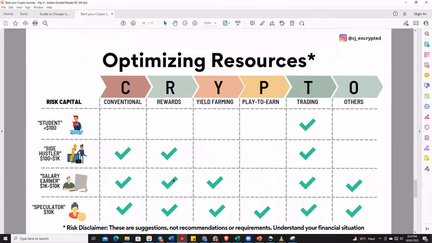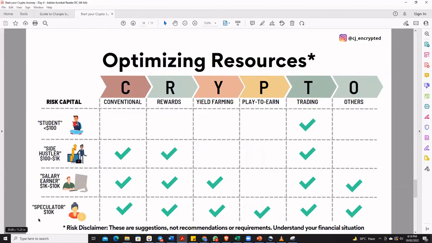Now, for this salary earner, I'm assuming, yes, you're having a regular salary that comes in, but perhaps you don't have all the free time to work. So you can't sit down in your computer all day and be playing games from morning till evening. So that's why play to earn is not ticked for the salary earner. But for the speculator, you have 10K or higher in this space. Yeah, I mean, all the spaces are open to you. You can deploy your capital to all the spaces at once.